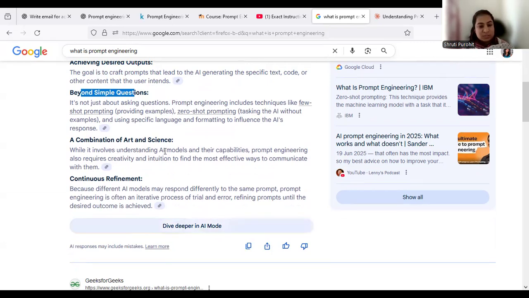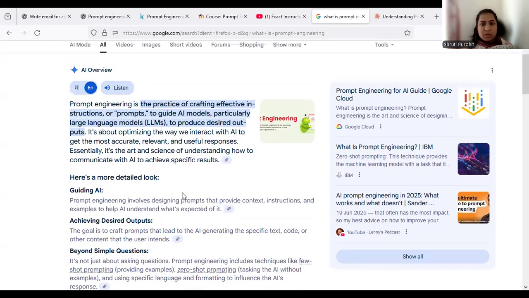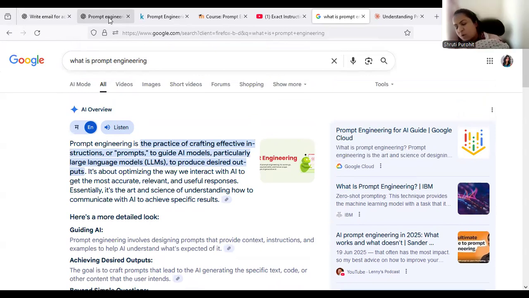While it involves understanding AI models and their capabilities, prompt engineering also requires creativity and intuition to find the most effective ways. It's not like you just learn these techniques and you're done, and wherever you want to do prompting, you just use those techniques. No, you have to do R&D practice. The more you practice, the more you understand how to prompt. And continuous refinement, obviously, is so important. So basically we find that there are some small differences here and there, but the explanations are the same as what we have discussed.